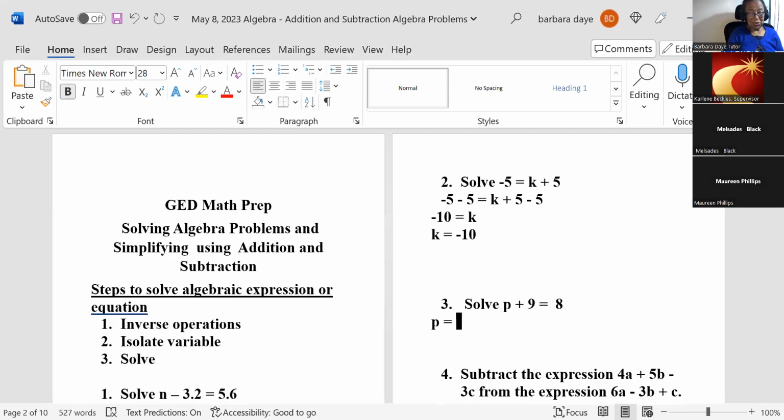Maureen, what's your answer? You got to multiply? That's an add, Maureen. p plus 9 equals 8. So what number do you add to 9 and get 8? Didn't I say 1? The first answer. 1 and 9 is 10, Mercedes, not 8. What number do you add to 9 to get 8?